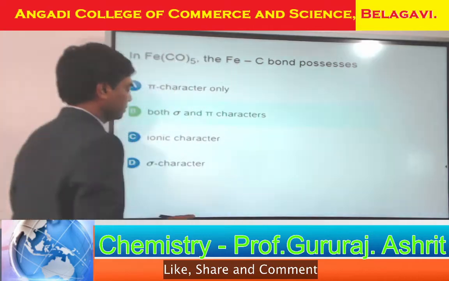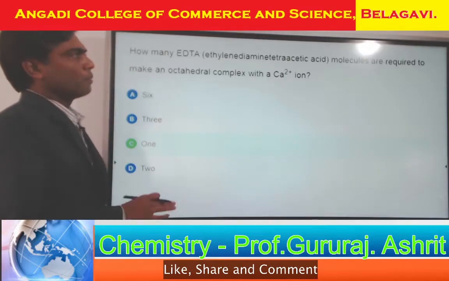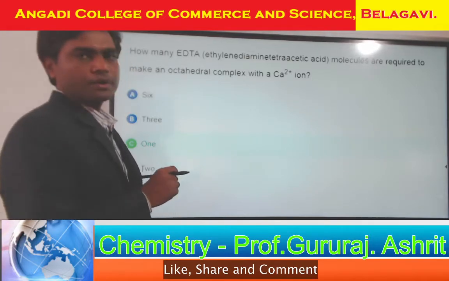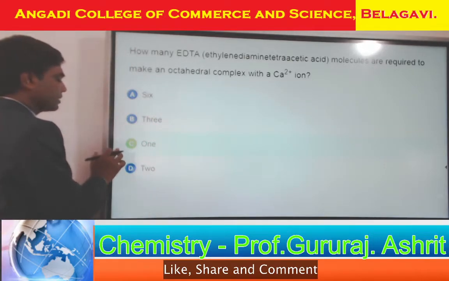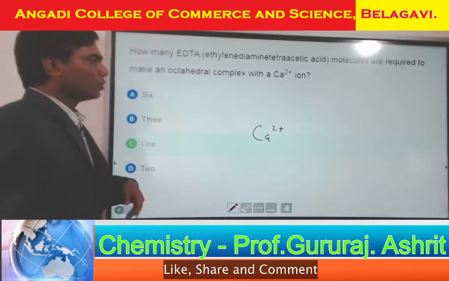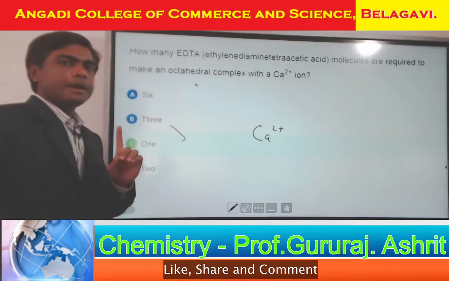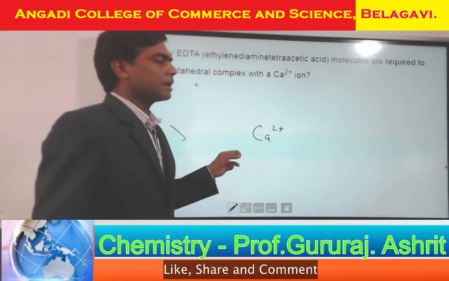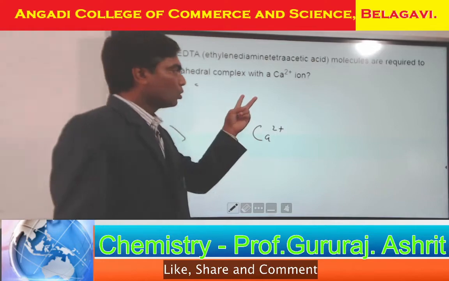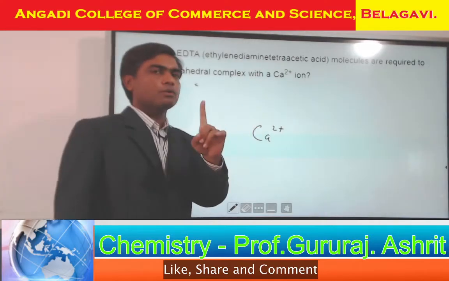Okay. Next question. How many EDTA molecules are required to make an octahedral complex with Ca2+ ion? What is the conclusion here? Ca2+ is the central metal ion, and you have to surround it by EDTA. The easy way is that if it is monodentate, 6 are required. If it is bidentate, 3 are required. If it is tridentate, 2 are required. Tetra cannot be possible, penta cannot be possible. If it is hexadentate, only 1 is required.